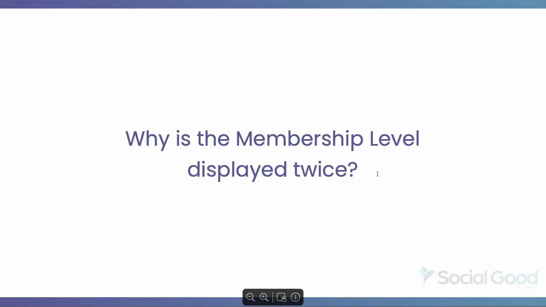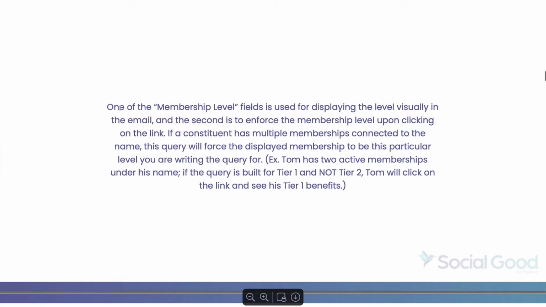So that's why we have this membership level twice. One of the membership level fields is used for displaying the level visually in the email, and the second one is to enforce the membership level upon clicking the link.